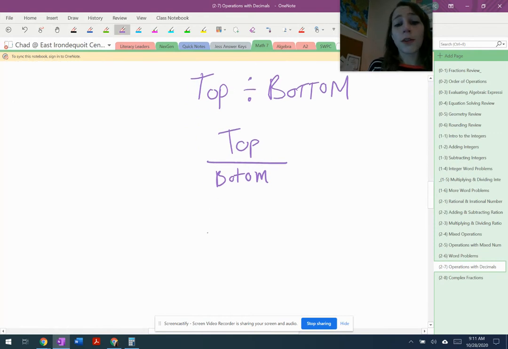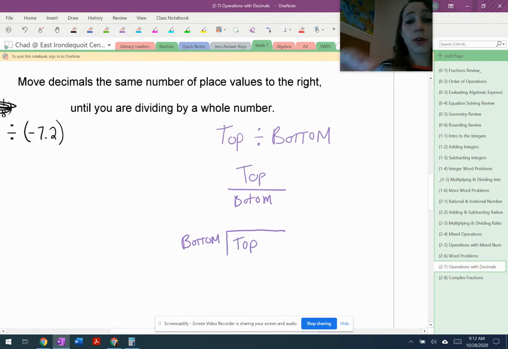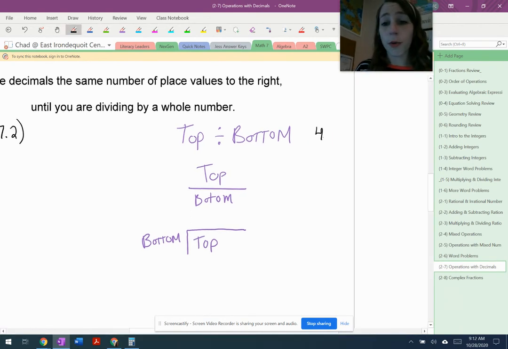And so then you can also set this up with the house. And when you're setting it up with the house, the bottom goes on the outside and the top goes on the inside. So all different ways that you can look at division. So let's put an example to this. Let's talk about 4 divided by 2.